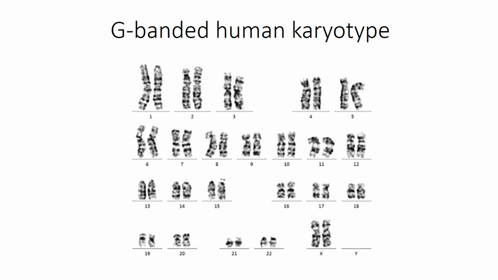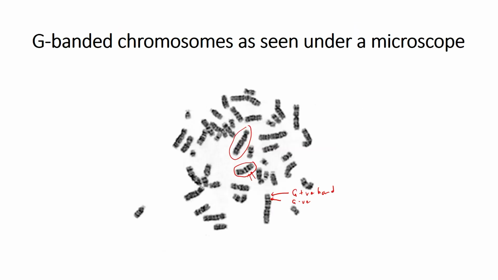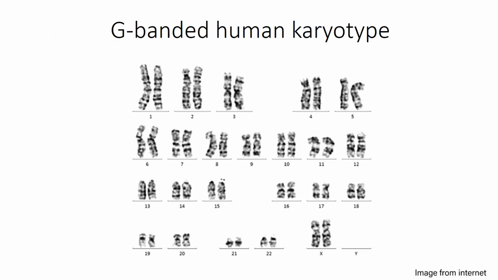So this is the G-banded human. Now, if this is the plate, and we do the same thing again, cutting out all the chromosomes with the scissors and arranging them pairwise on the paper, you are able to make the karyotype. The same karyotype is being shown here.